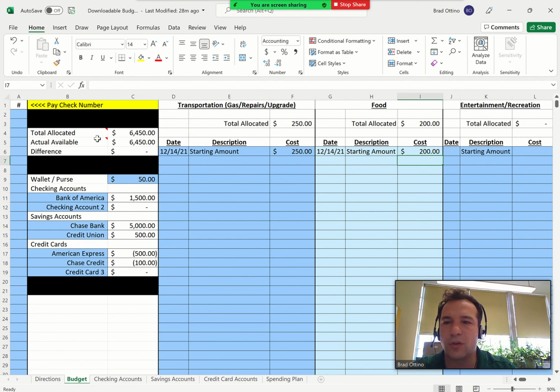At this stage, the total amount I have allocated in each of my funds matches the total amount I have available in all of my accounts. The initial setup is now complete. Let's walk through the steps on how to maintain this going forward.